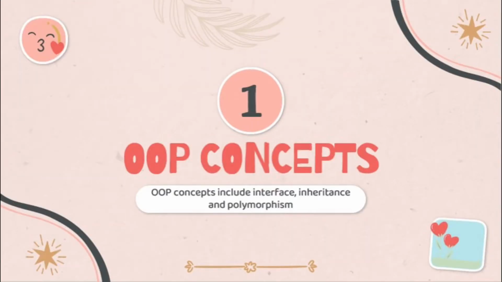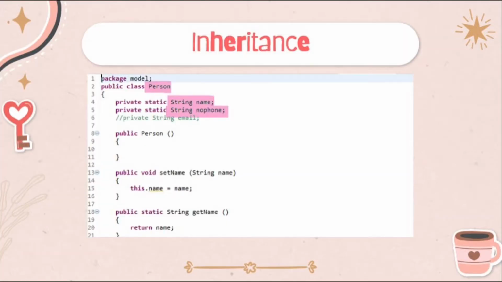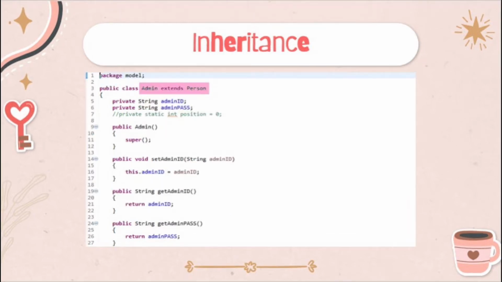The first content that I will explain is the OOP concept, which includes 3 concepts that we apply in our system, which is interface, inheritance, and also polymorphism. The first concept we use is inheritance. This is the example of the main inheritance, which is in person, that we use to extend to admin, which is one of the examples.